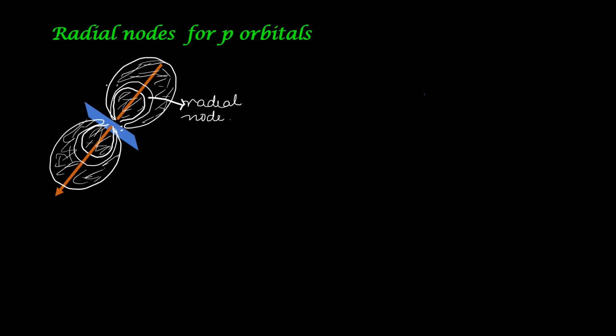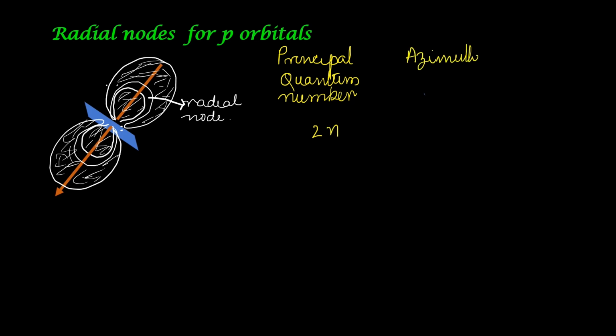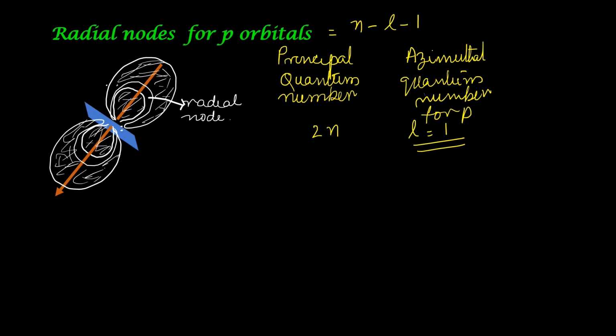Now let us see how many radial nodes are possible for the p orbital. P orbital starts from the second principal quantum number, that is n equal to 2. The azimuthal quantum number for p is equal to 1. What is the formula for calculating radial nodes? That formula is equal to n minus L minus 1. So L is equal to 1. We will prepare a small table: radial node, angular node, principal quantum number.